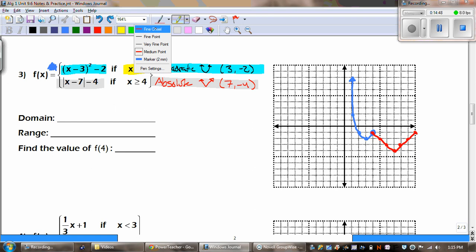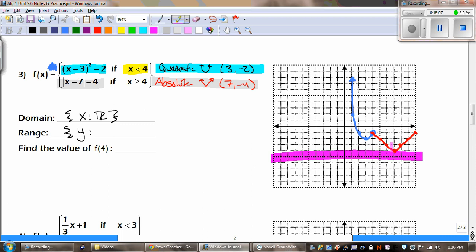So let's go ahead and do the domain and range together. The domain, there's no limit, so it's going to be x is all real numbers. And for the y, is there a limit to how low it goes? Yeah, it doesn't go below that point. And that point is specifically -4. So y is greater than or equal to -4.